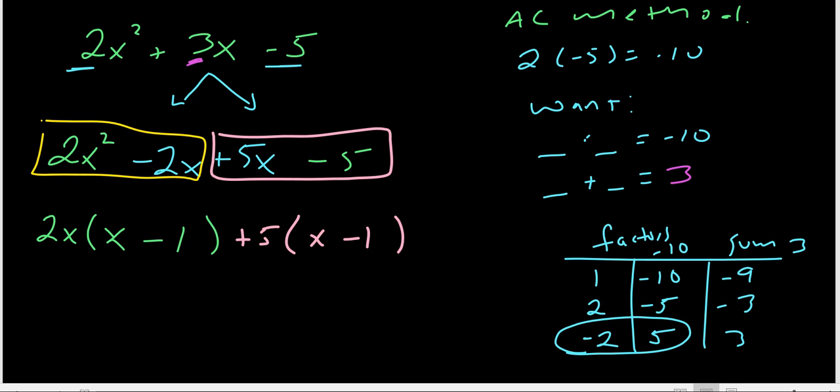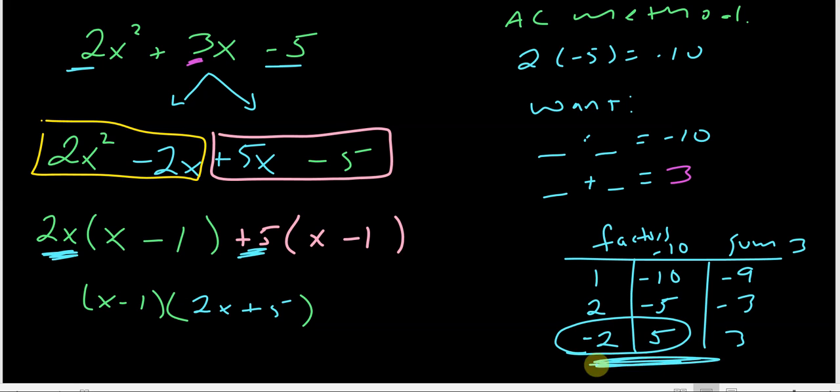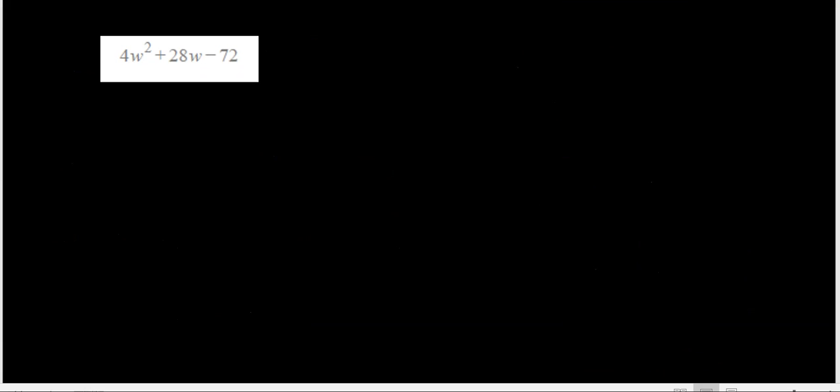Now, please notice what's in parentheses is identical, right? Since they both have a factor of x minus 1, I can factor the x minus 1 out, and then what's left over is the 2x and the plus 5, and that's what goes into the other parentheses. And so now I have my trinomial factored with no guessing and checking stuff. As far as factors go, the only thing we have to kind of guess and check is finding the right two numbers.